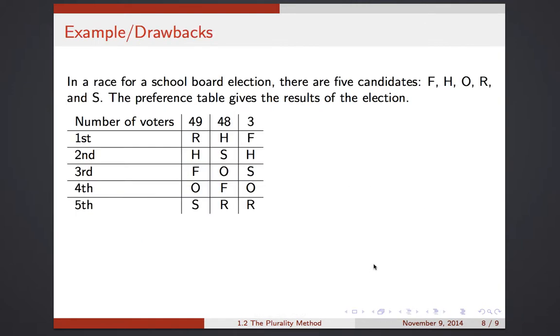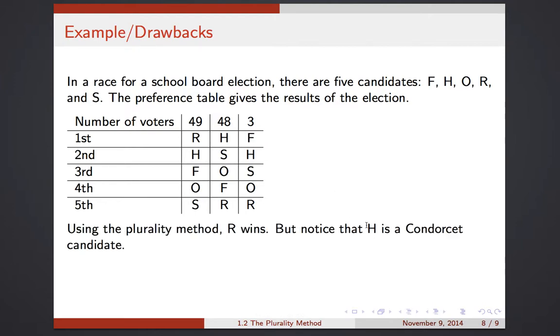So here's an example. 5 candidates, F, H, O, R, and S, right? Here are the results of the election. So if you're going to use the plurality method to declare a winner, you just look at first place votes, right? R gets 49 of them, H gets 48 of them, F gets 3 of them, right? So R is the winner. But is that really a fair winner? Is that really the best outcome to the election? I would argue no, because H, you'll notice, is a Condorcet candidate.